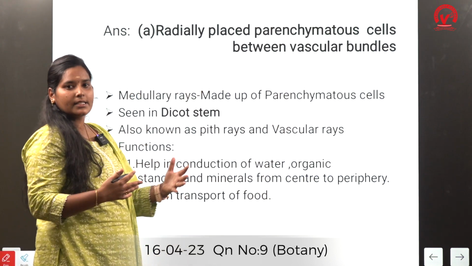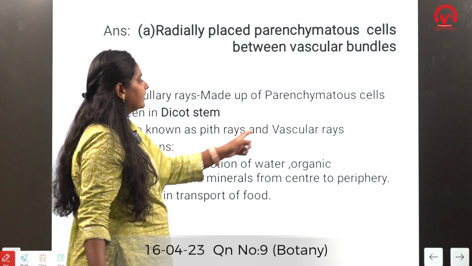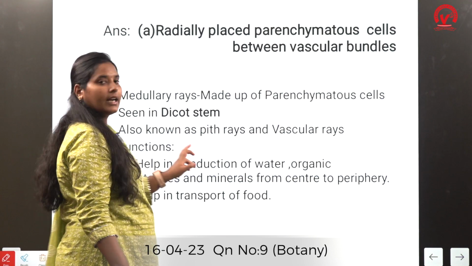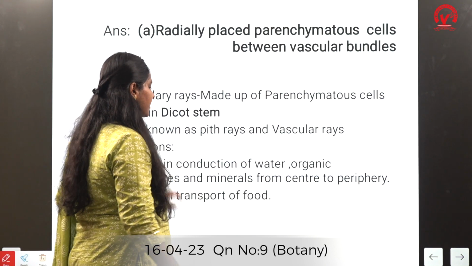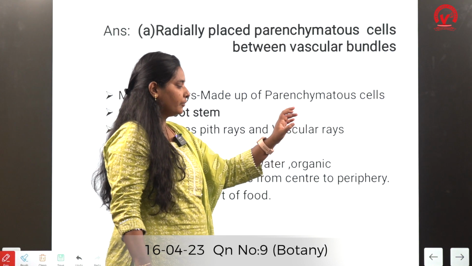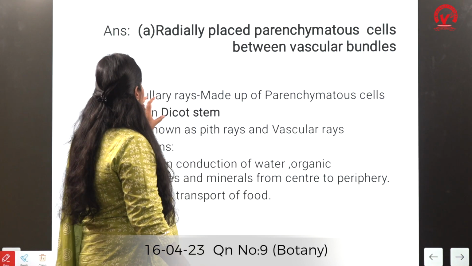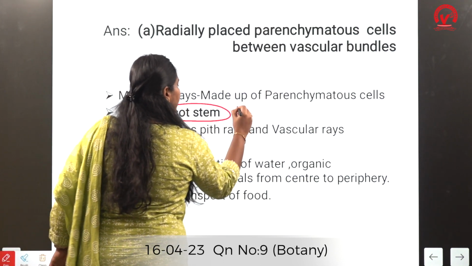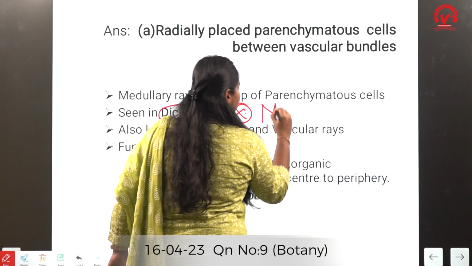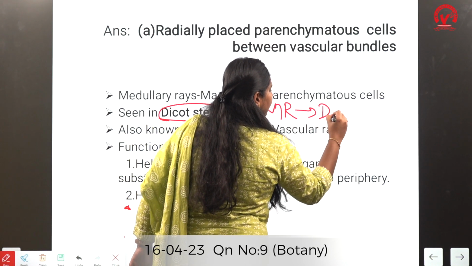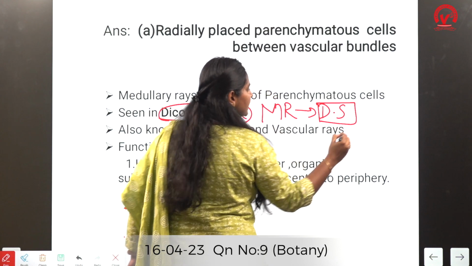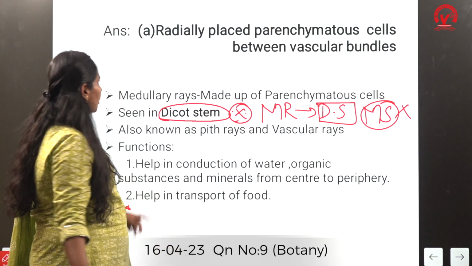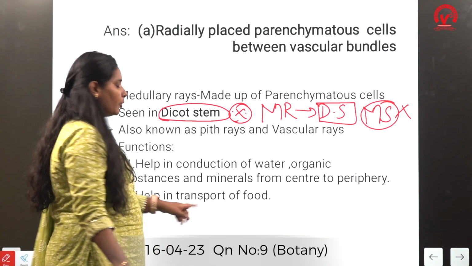So these medullary rays are also called the pith rays and the vascular rays, and the major functions of these medullary rays are they help in the conduction of water, organic substances and minerals from the center to the periphery. These vascular rays are usually present in the dicot stem, so it is the most important part. Medullary rays are present in the dicot stem only. It is not present in the monocot stem. And it is also helpful in the transport of food.